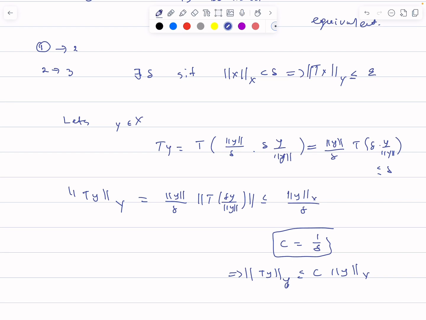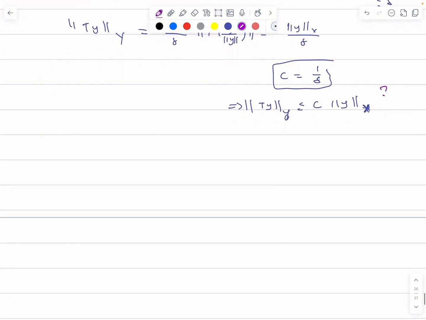Y here becomes like y in X, because we are taking y from this set of X, and when we take the norm from both sides, it becomes like the norm of y. So let's prove from second to third.